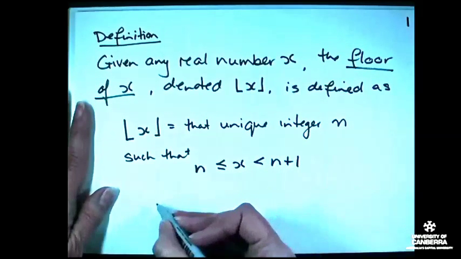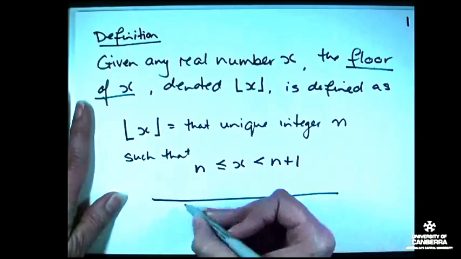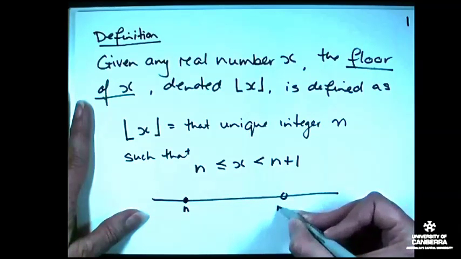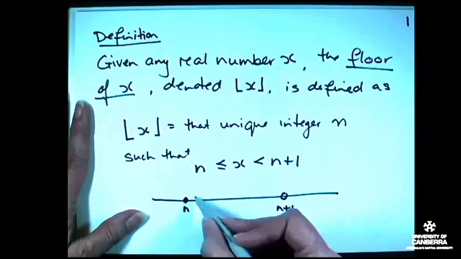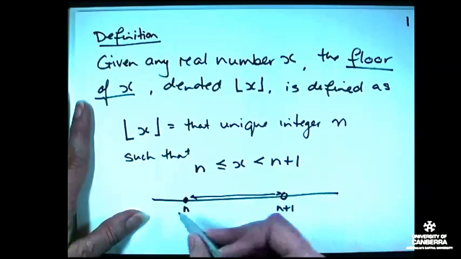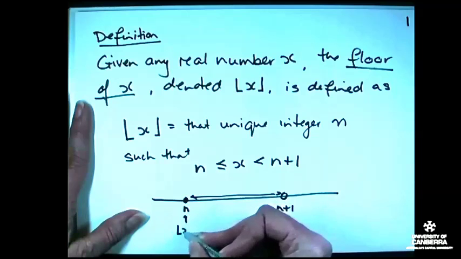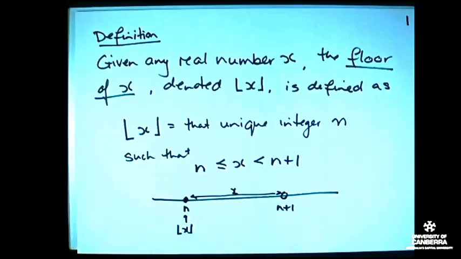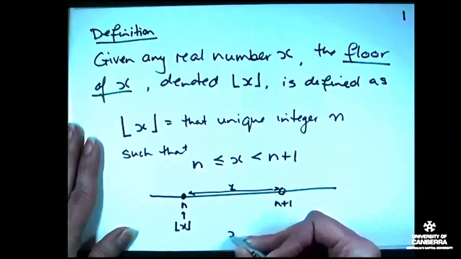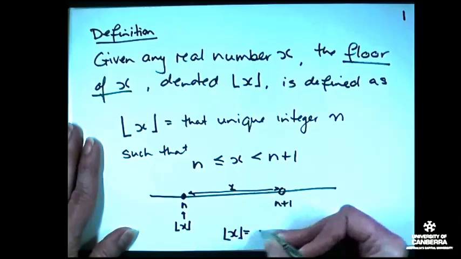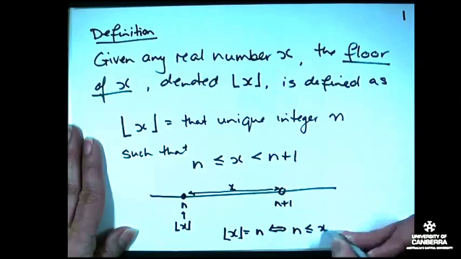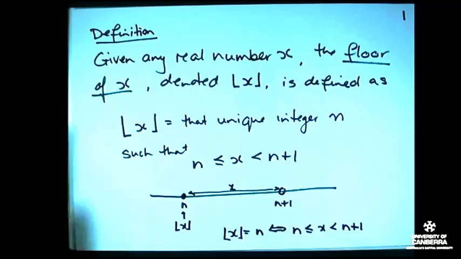So if we draw a little map, real number line, here is n, I'm going to have a closed circle there. Here is n plus 1, having an open circle there. And if x is anywhere in between here, then the floor of x is n. We can write it symbolically: the floor of x is equal to n if and only if n is less than or equal to x is less than n plus 1.